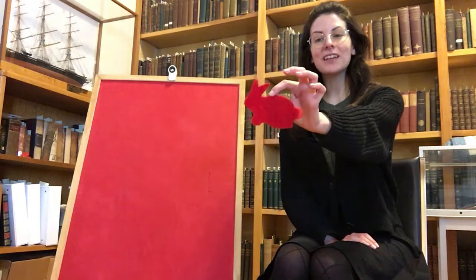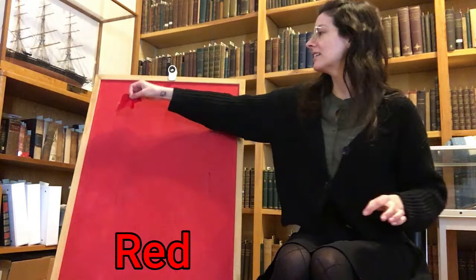There are some bunnies in the library, and they are such bright and beautiful colors. Here comes the first bunny. Boing, boing, boing. What color is the first bunny? Red! A red bunny. They blend right into the board.